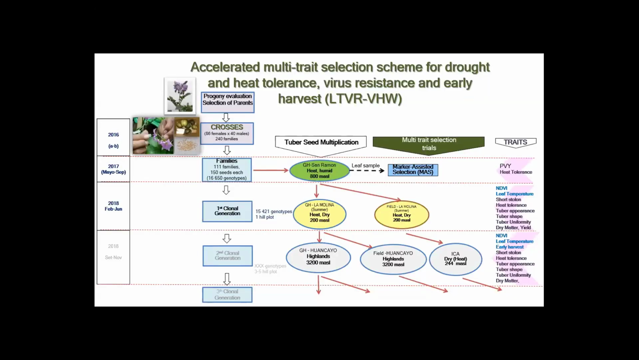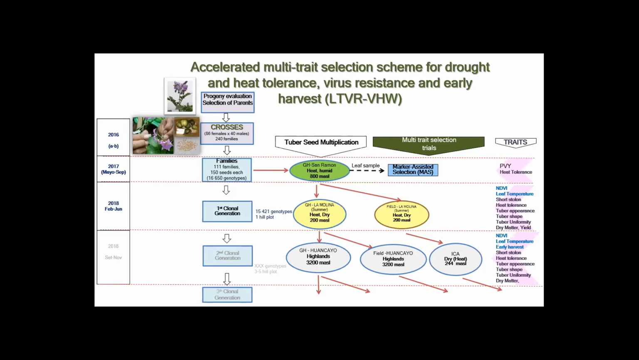I'm going to explain to you this real example of a breeding case, a potato breeding case. This is an accelerated multi-trait selection scheme for drought and heat tolerance, virus resistance, and early harvest in the population LTBR BHW. The first step is the crosses we performed in 2016. Raul showed you the seed cross, all the process.